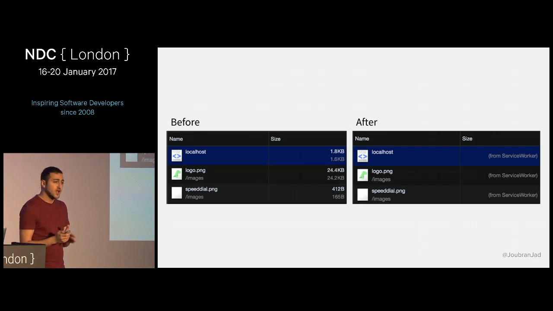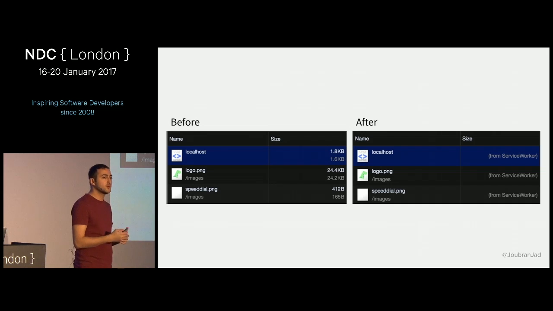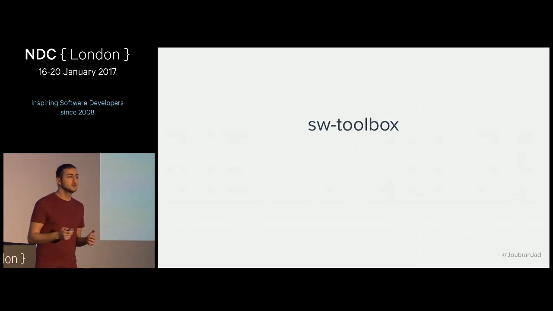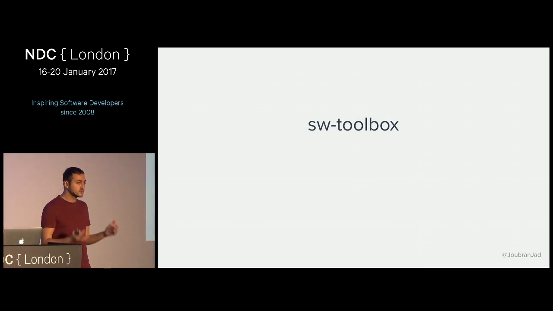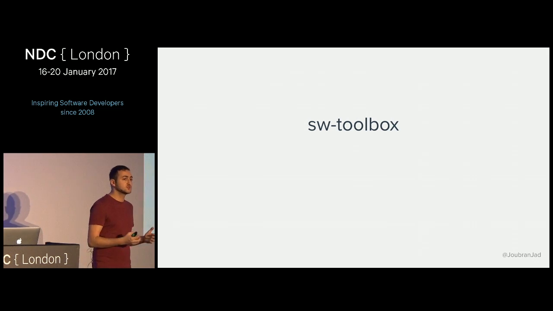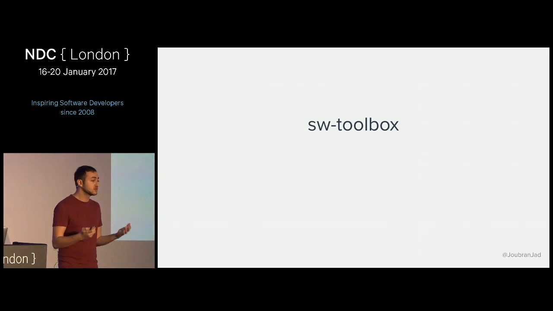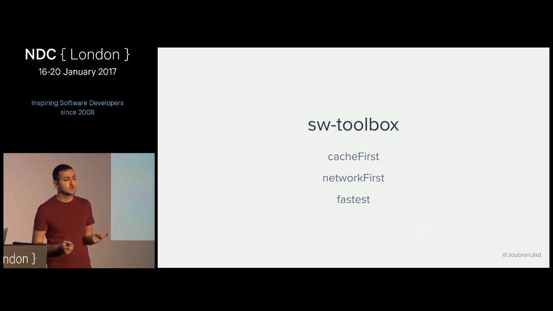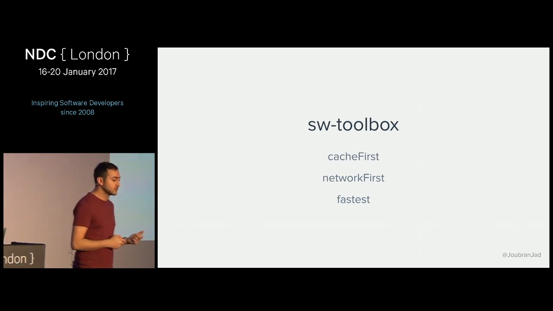And that's only half of the way for now, because, okay, we shipped something on the screen, but what happens if the user tries to request something from the internet? And that's where SW Toolbox comes in handy. SW Toolbox is another service worker library by Google Chrome. It's a Node module as well. And it gives us a few strategies to deal with content that is coming from the network: cache first, network first, and fastest. Let's see how they work.